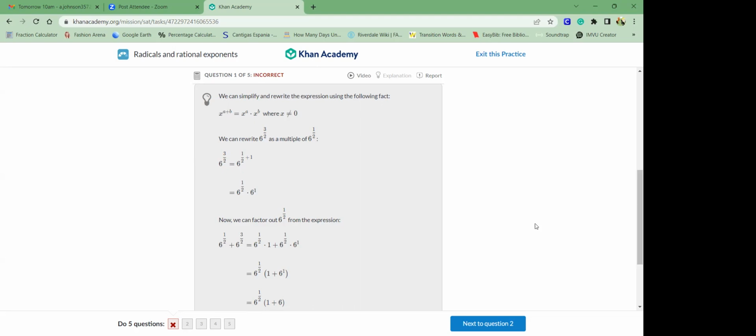Okay, so what they're saying is, they're breaking the 1.5 down. See, this is 1.5, right? Now they're breaking the 1.5 into half and 1. Now you can factor out the half.